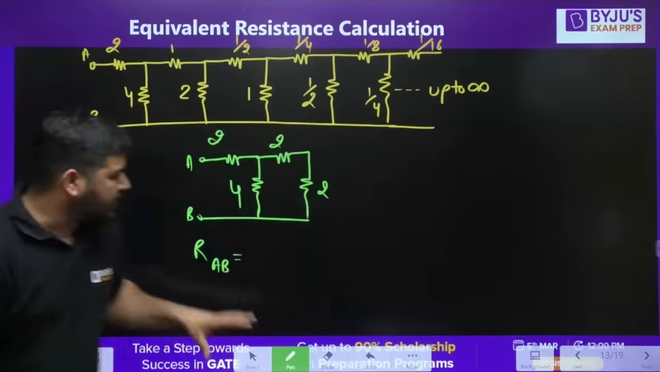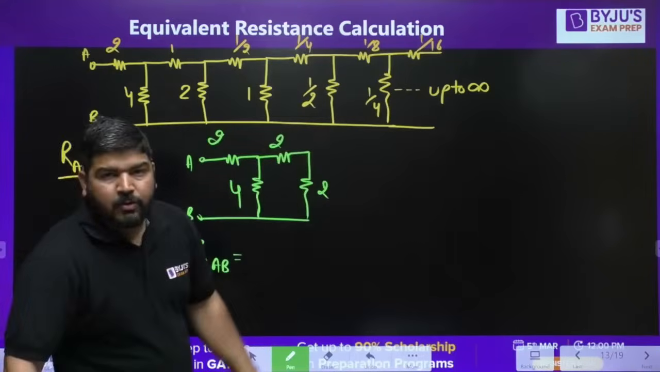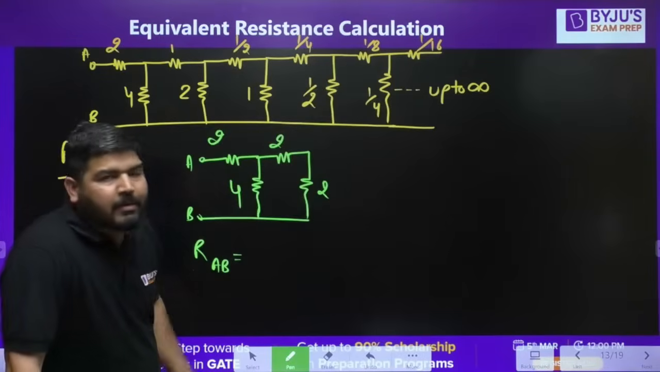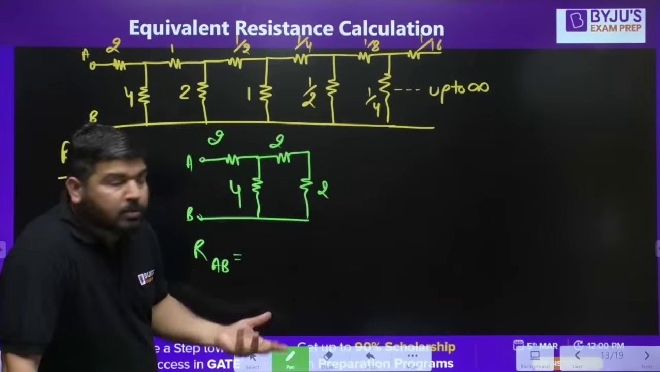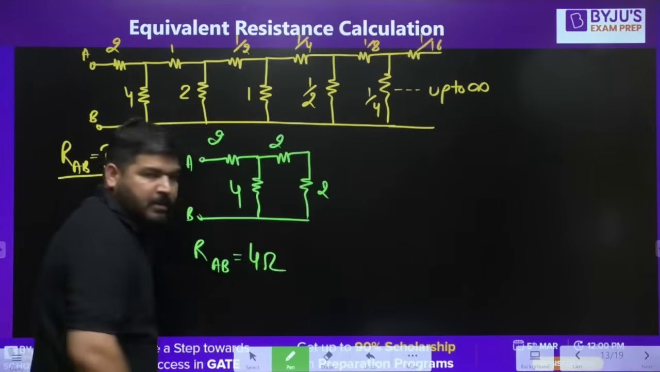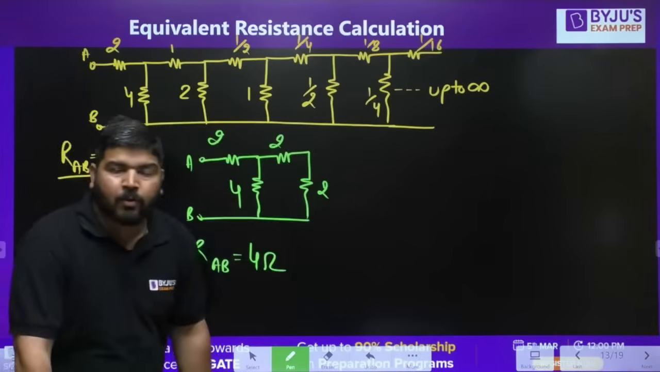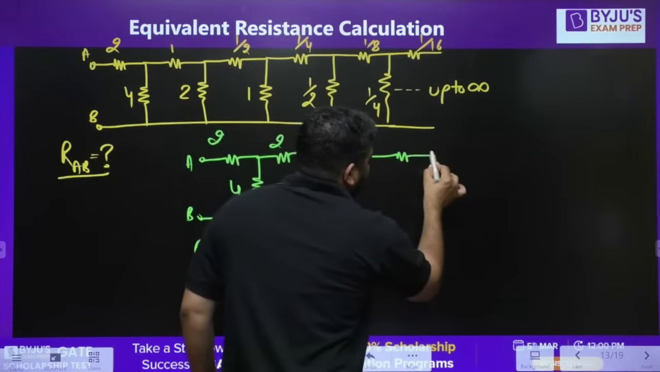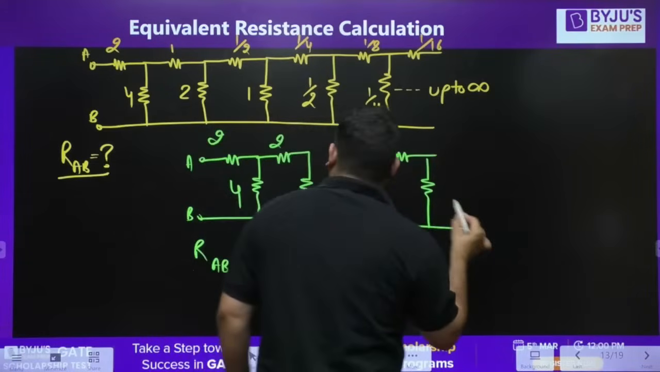Now look at this question, guys. The equivalent resistance of this question: 2 and 2 are in series, so it will be 4 in parallel with 4, and 2 plus 2 is 4. So the answer is 4 ohm. It's easy peasy. Now what I'm doing is I'm using the same circuit.